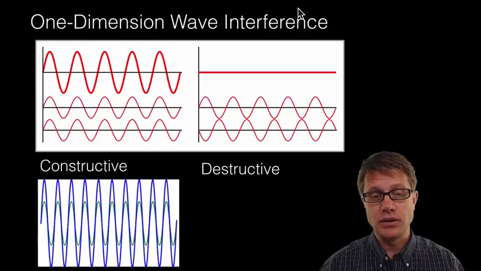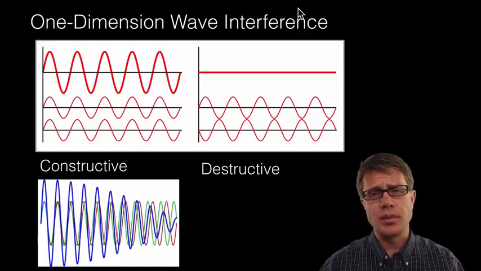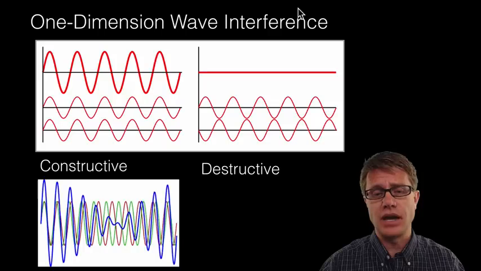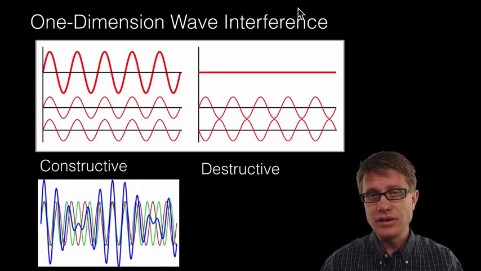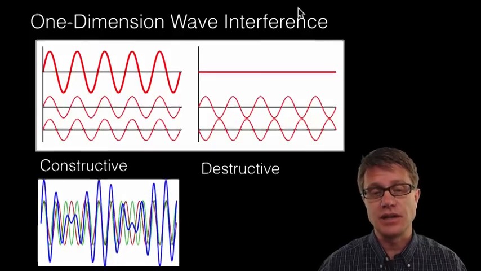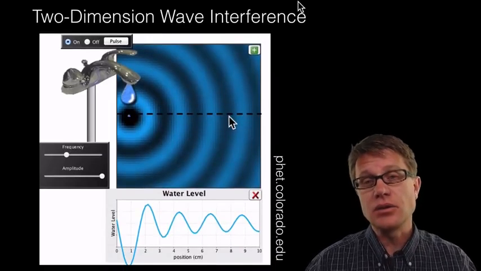Now, it's not as regular as that. As waves interact, what you'll get are these irregular patterns where we're having constructive and destructive interference. These are actually beats that would be produced by noises or pitches that are slightly out of frequency. Now let's go to two dimensions.